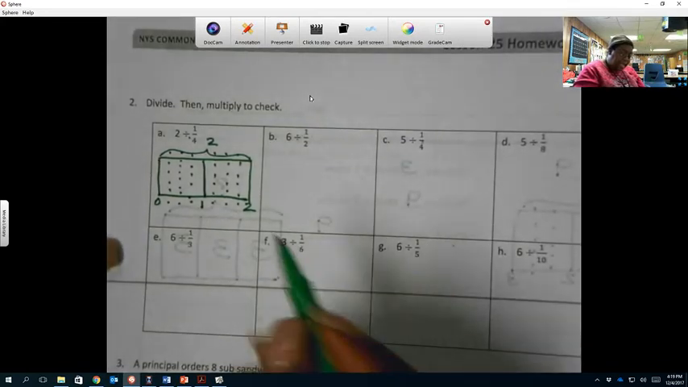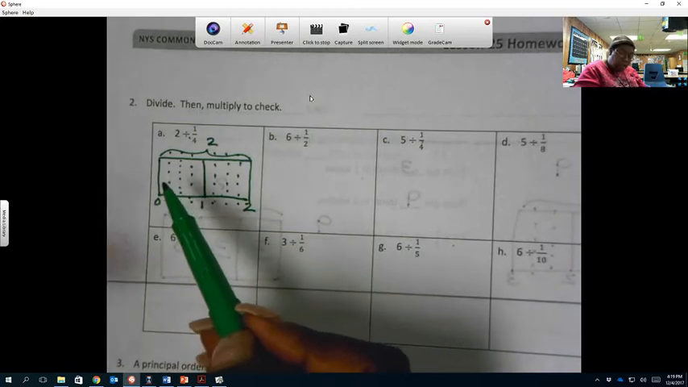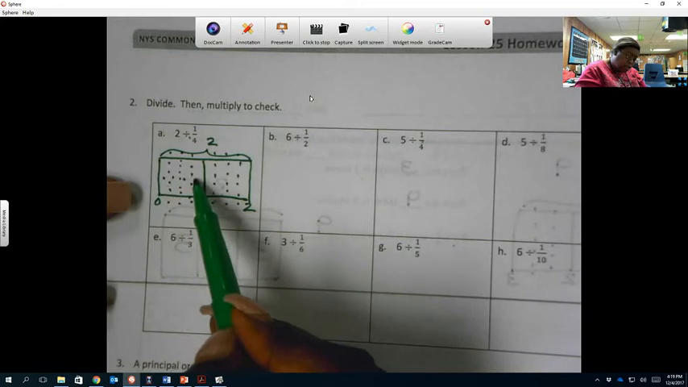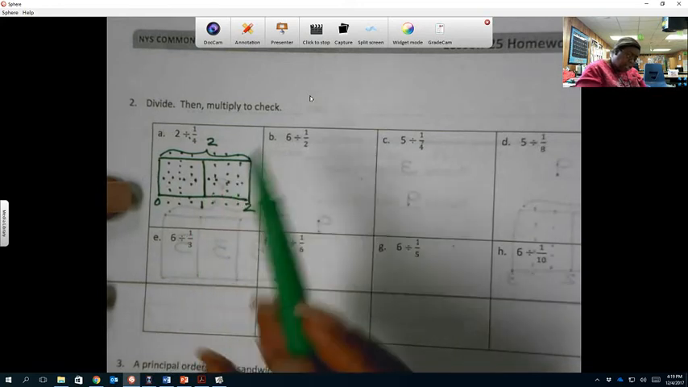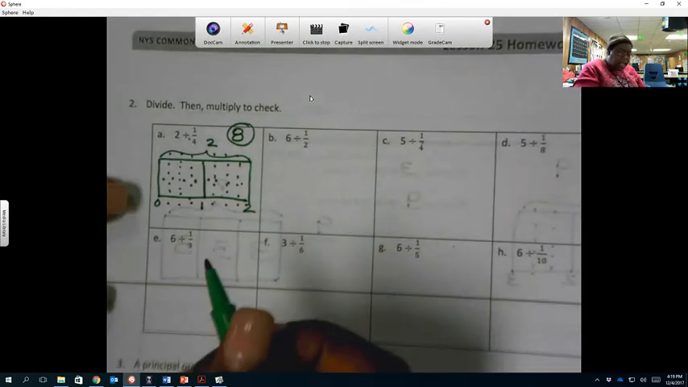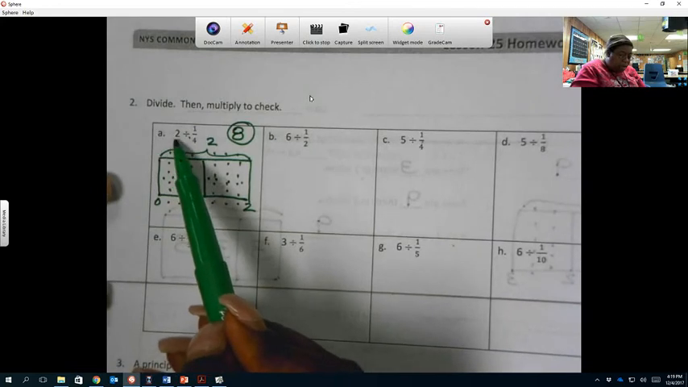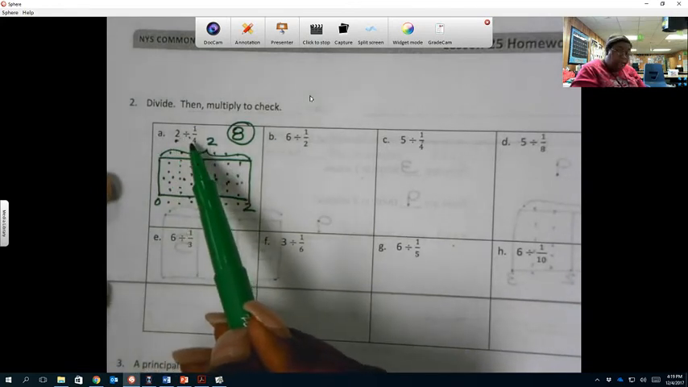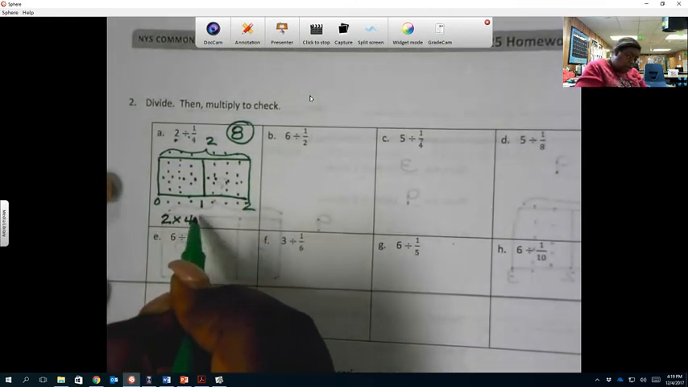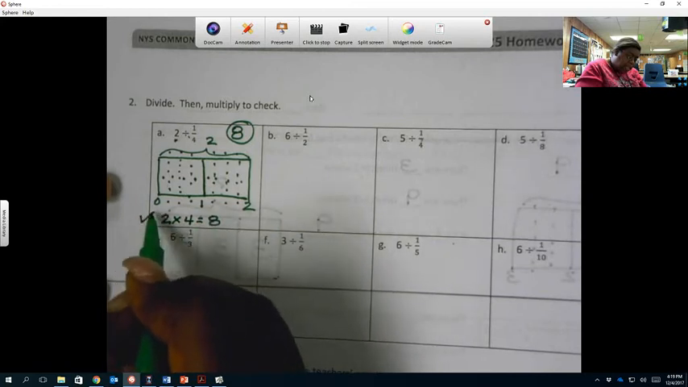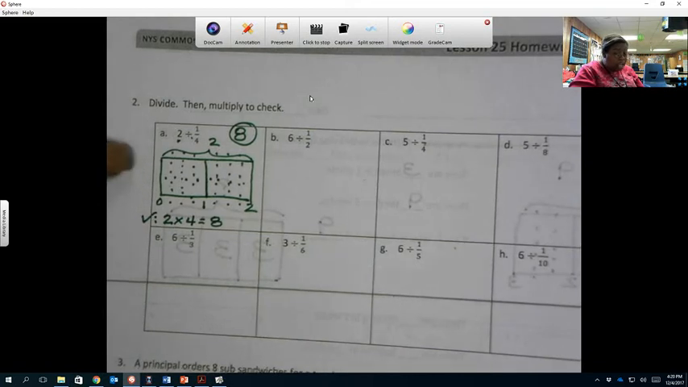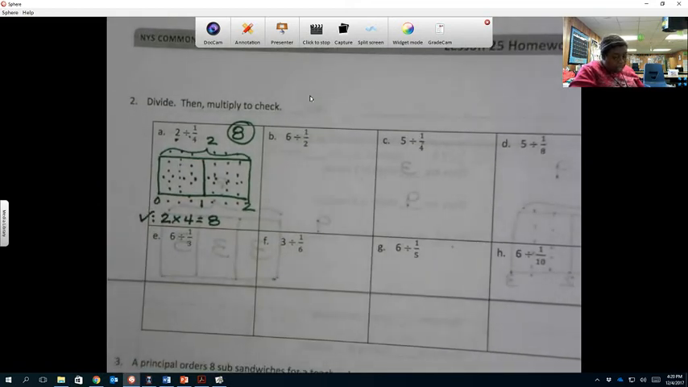And then I'm going to count how many fourths there are in 2. 2 divided into fourths is 1, 2, 3, 4, 5, 6, 7, 8. So my answer is 8. Now you say, well, how do you multiply to check? Well, if I look at my whole and I see that I've cut it into fourths, if I multiply 2 times 4, that gives me 8. And that's how I can use multiplication to check. Make sure that you draw your tape diagram before you multiply.